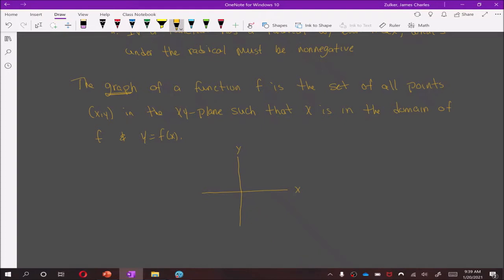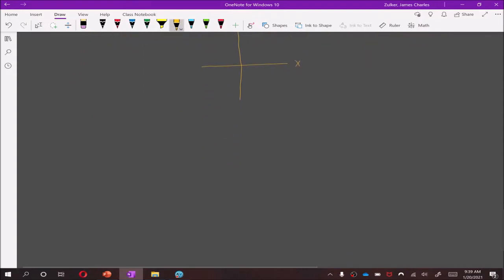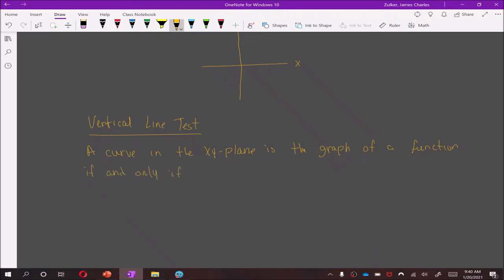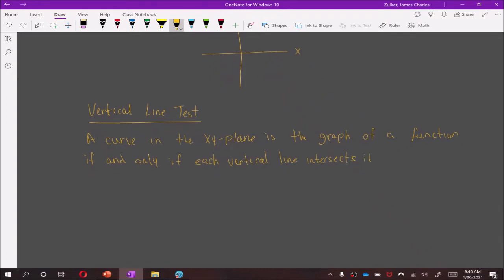Now, if we are given a graph, there's a way of determining whether that graph represents a function or not. And that is done via the vertical line test, which states a curve in the xy plane is the graph of a function if and only if each vertical line intersects it at most once.